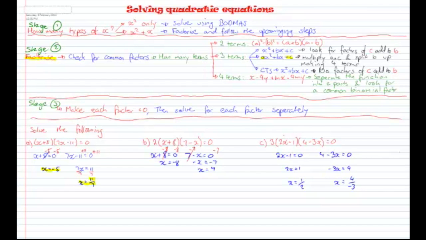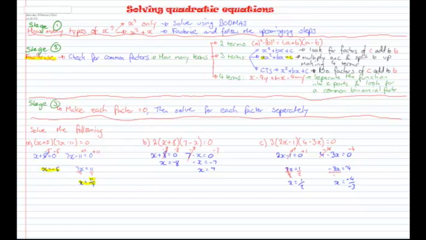Alright, so what I've done here is I've made each factor in the brackets equal to 0. So you've got 2x − 1 = 0 and 4 − 3x = 0. I've solved for x, so I've added 1 to both sides. The 1s cancel out, leaving 2x, and 0 + 1 is 1. Now when you divide both sides by 2, the 2s cancel and x = 1/2. Over here, first of all I'm going to subtract 4 off both sides. 4 − 4 cancels out, and you get 0 − 4, which is −4.